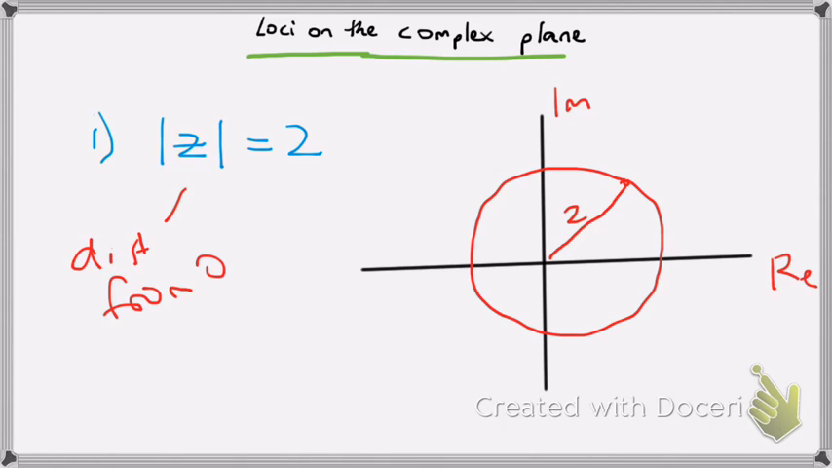I can also do this algebraically because that is the algebraic meaning of mod z, and that equals 2. And then I can square both sides and just say it's x squared plus y squared equals 4, which is a circle, centre of the origin, radius 2.